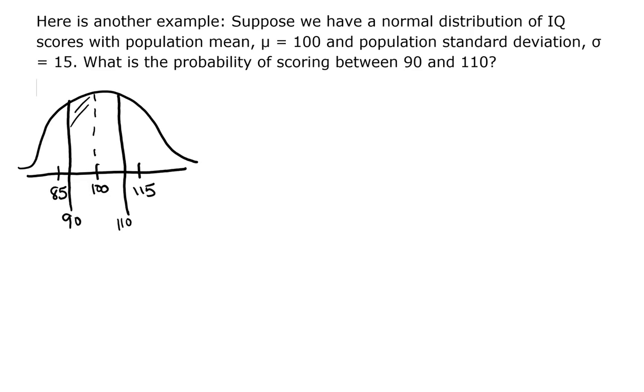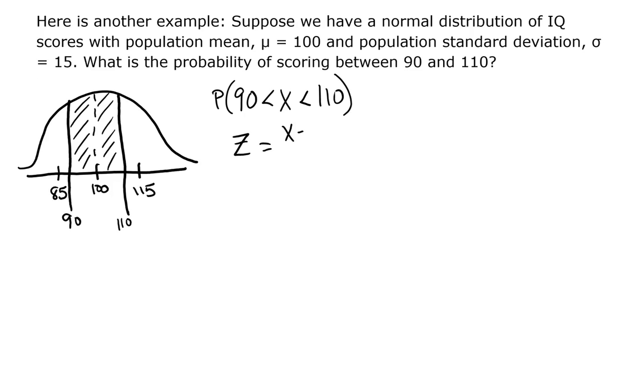So we are going to be looking for this area right in the middle here, right? So we're going to be looking in column D when we're looking at a unit normal table, mean to z's, okay? So we're looking for the probability that x is greater than 90 but less than 110, right? And remember, here is our z-score formula, which is x minus mu divided by sigma.